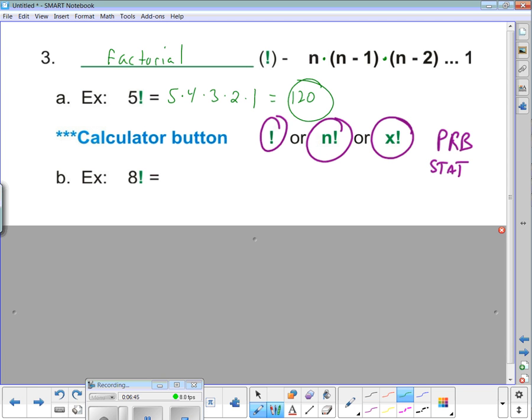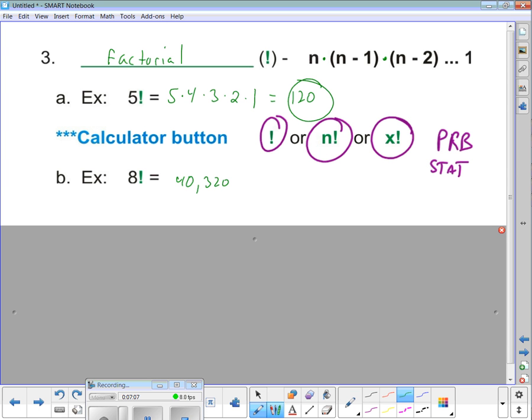8 factorial, that's pretty simplistic. You punch it out in your calculator and it says 40,320. You'd never think it's that big of a number, but it is. That's 8 times 7 times 6 times 5 times 4 times 3 times 2 times 1. 40,320. That's a big number. Factorial, that's important.